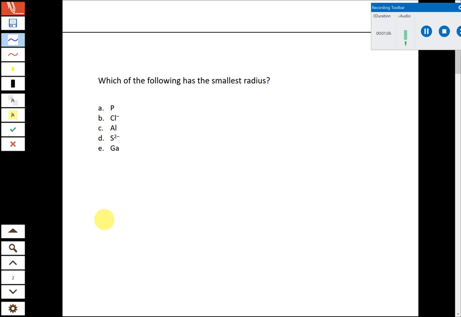When you're comparing a series of atoms and ions like this, so we have phosphorus, Cl-, aluminum, S2-, gallium, we can use a periodic table for the neutral elements in the series, but we have to think about electron configurations and some of the effects on ionic radius when we add or subtract electrons for the other ones. So for this problem, I'm first going to compare the three neutral atoms, P, phosphorus, Al, aluminum, and Ga, gallium, and figure out what order those come in. Again, we're looking for the smallest one here, so we need to figure out which of these three is the smallest, and then we'll compare that one to the two anions in the series.